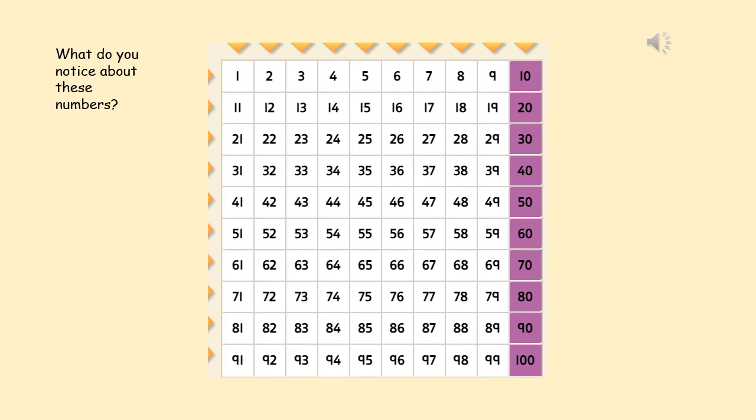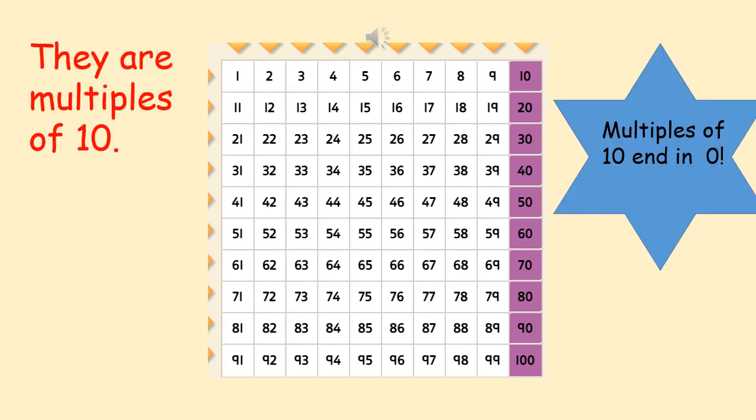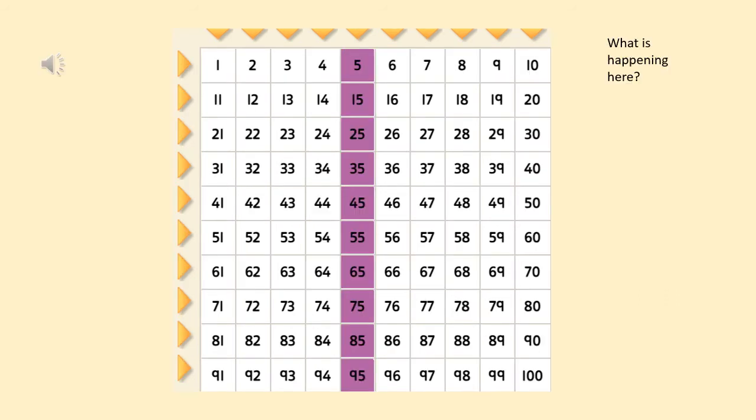What do you notice about these numbers? They are in the tens column, but they're also multiples of 10, and multiples of 10 end in 0. Look at the numbers highlighted in purple. Can you tell me what's happening? Excellent. The numbers are going up in tens. But could we say they are multiples of 10? Why not? Well done. Multiples of 10 end in a 0. But we can say that they are a sequence of 10.